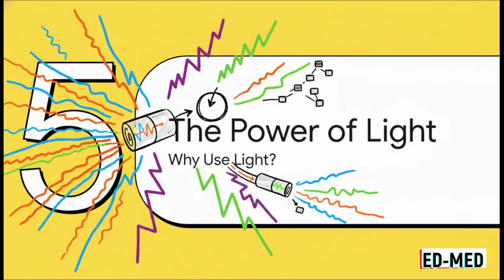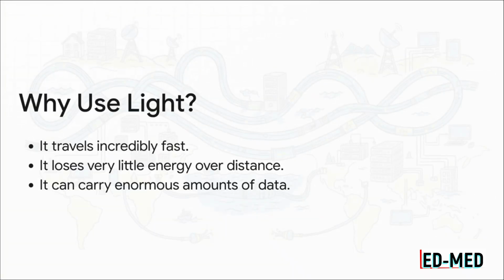So now that we know how it works, let's talk about why. Why is light the absolute perfect choice for this job? I mean, why go through all the trouble of converting electricity to light and then back again? Well, there are three huge reasons. First off, speed. We're talking about data traveling at about 2/3 the speed of light. That is insanely fast. Second, endurance. Unlike electricity, light loses very little signal strength over huge distances. And third, capacity. A single fiber optic cable can carry way more information than a copper wire of the exact same size. It's not even close.